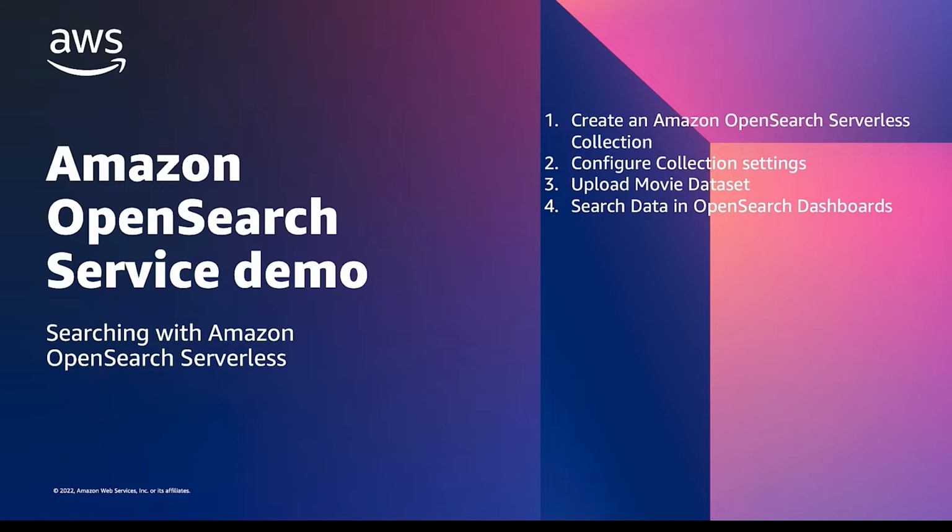Before getting started, let us briefly discuss what Amazon OpenSearch Serverless is. It's an on-demand auto-scaling configuration for Amazon OpenSearch Service in which resources are scaled automatically. This is in contrast with the provisioned OpenSearch domains for which you manually manage capacity. OpenSearch Serverless supports two primary use cases, log analytics and full-text search. In this video, we'll focus on the search use case.